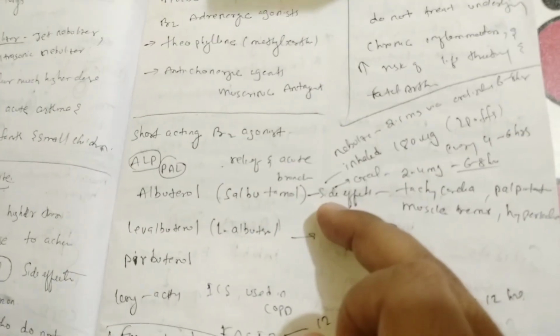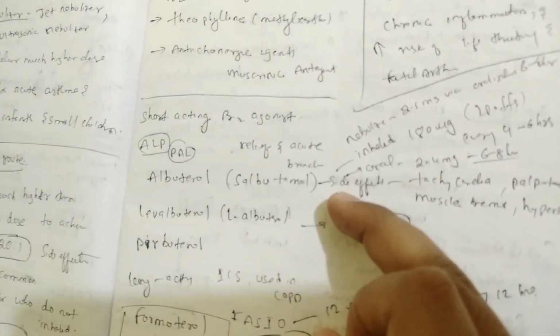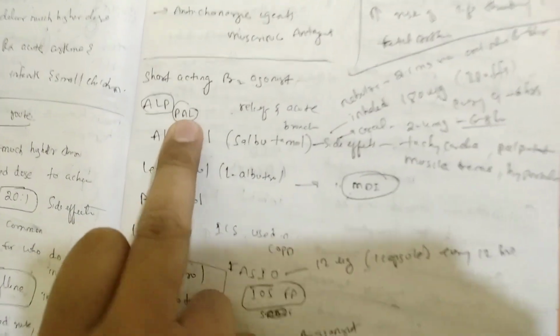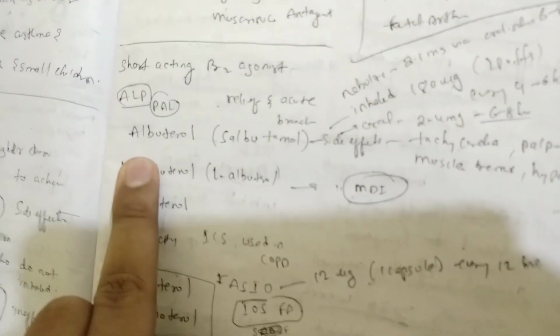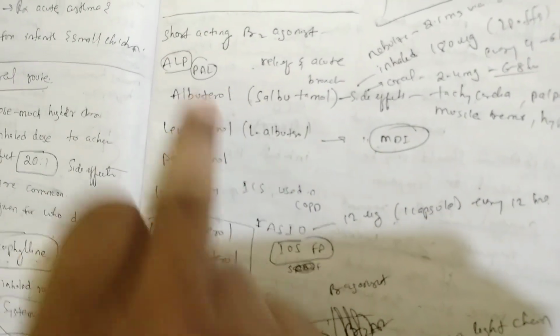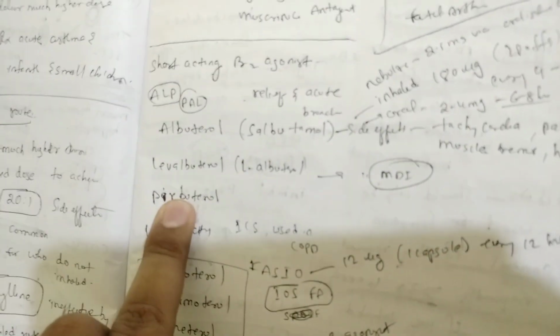Today in this video I am going to show how to use salbutamol, but I am going to show different types of inhalants. As we know, we have short-acting beta agonist drugs like albuterol or salbutamol, levoalbuterol, and pirbuterol. We have three short-acting beta agonist drugs.